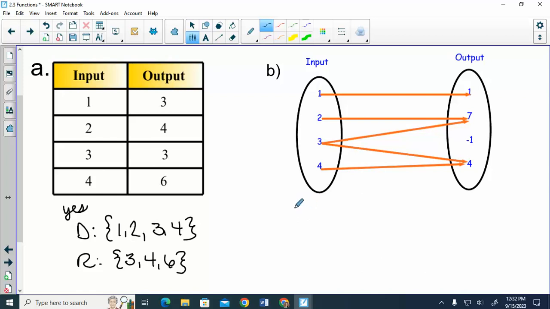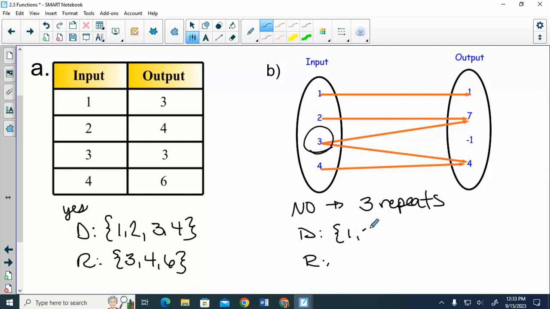We like to put them numerically, but if you miss one and put it at the end, it doesn't matter. Is B a function? No. Why? Because 3 repeats. Okay. But even though it's not a function, it's still a relation. We could still do domain and range. What's the domain? 1, 2, 3, 4. The range is a little bit trickier. I have a mapping, but does anything use the -1? So the range, the only ones that get used are 1, 4, and 7.